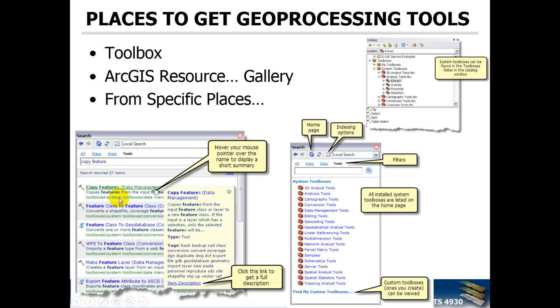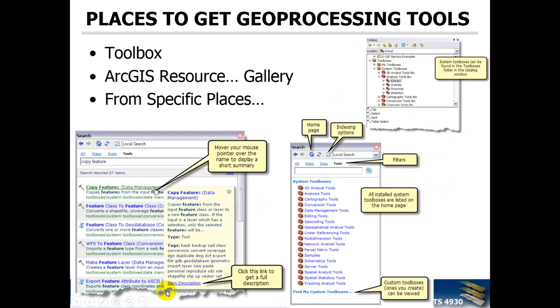If you click on the lower green, that takes you to the location in the catalog and within the toolbox where that tool resides. Whereas if you click on the top, it just opens up that tool. If you hover your mouse over it, it gives you a summary of the basics of what that tool does. Another place you can get to these things is from your ArcCatalog.